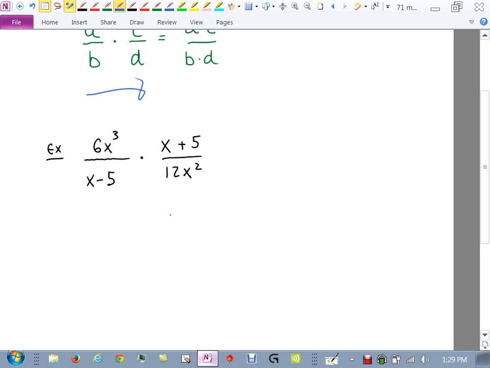So let's look at the first one here. I can't factor 6x cubed. X minus 5 can't be factored. X plus 5 can't be factored. 12x squared cannot be factored. Everything is by itself. There's nothing I can do. But now let's try and multiply straight across. So I'm going to have 6x cubed times, in parentheses, x plus 5, and then over x minus 5 times 12x squared.